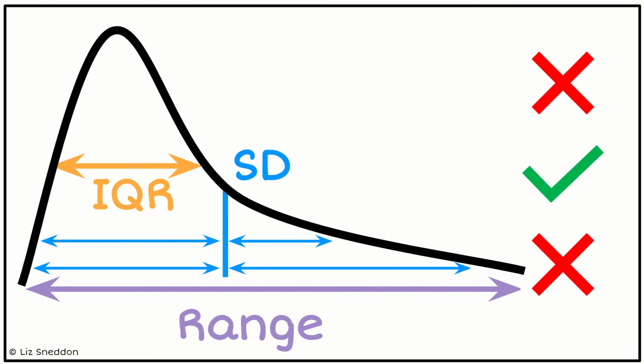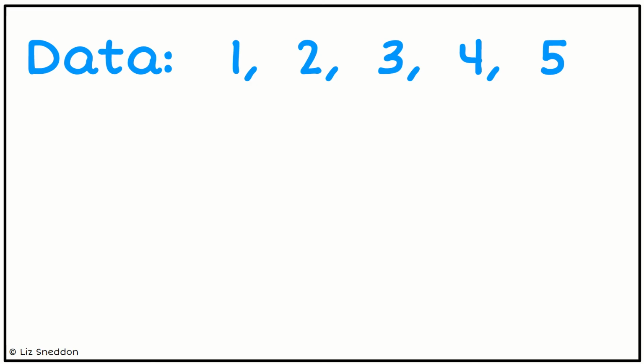However, if I've got skewed data or I've got outliers, the range is going to be affected by that skew or outliers, so it's not a good measure. The standard deviation is also not going to be a good measure because that's using the mean values to measure from. The interquartile range is the only one that is not going to be affected by those outliers or skewness. So let's have a look at an example.